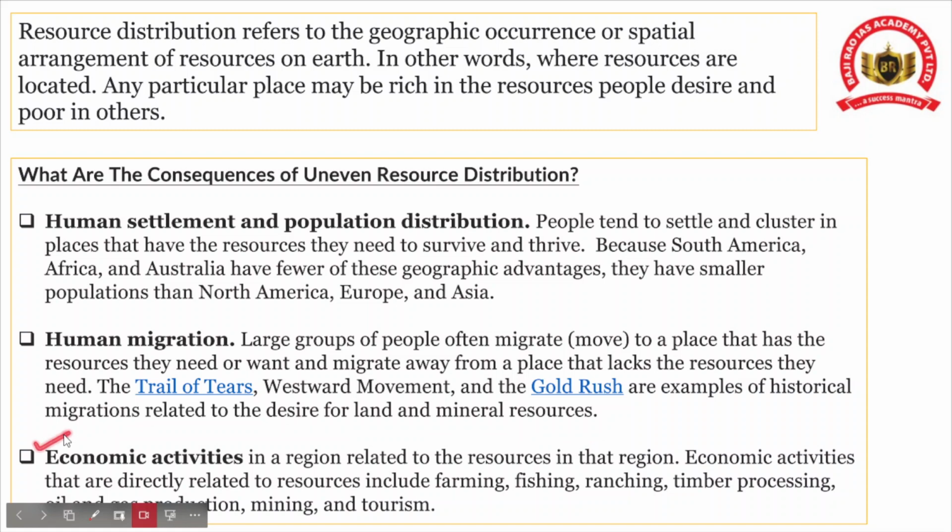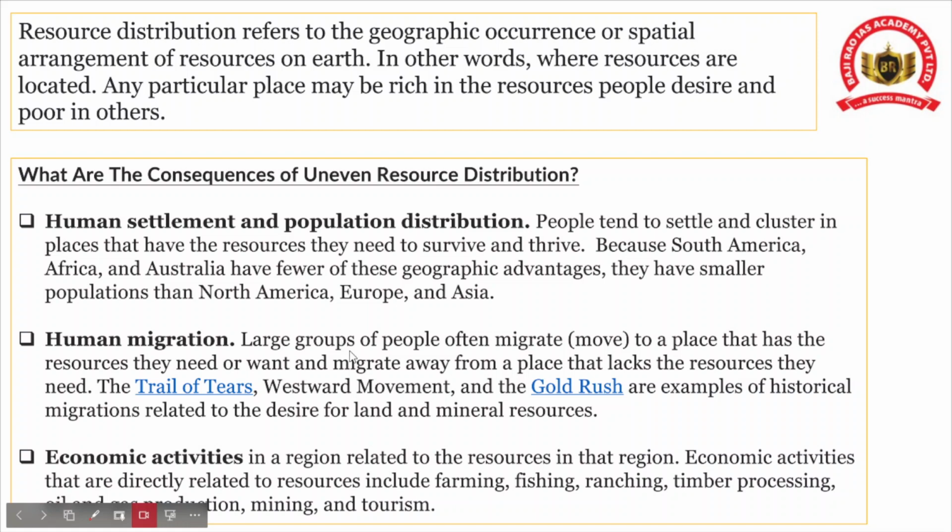So third, economic activity. Very often, the distribution of mineral resources will lead to economic activities, the growth of economic activities in that particular region. Because whenever resources are readily available, they will be used for making finished products. The raw materials will be used for making finished products.